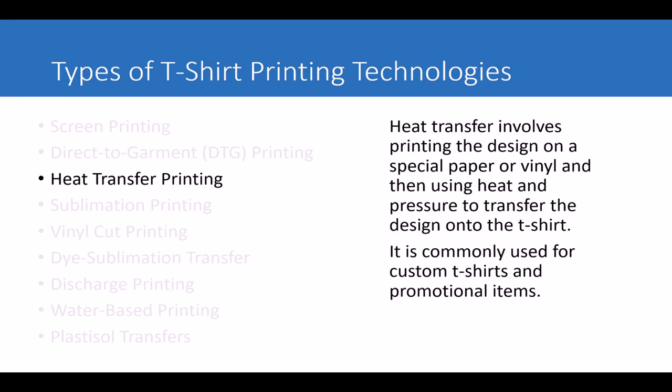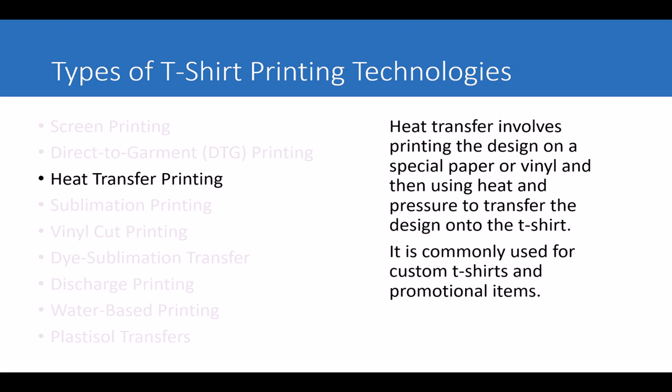Okay, so let's talk about heat transfer printing. Heat transfer involves printing the design on a special paper, what we call a transfer paper, and then the machine actually applies pressure on the transfer paper, which is on the t-shirt. Now the heat kind of fuses the dye onto the fabric. It's commonly used for custom t-shirts, promotional items, and so many other types of transfer prints.